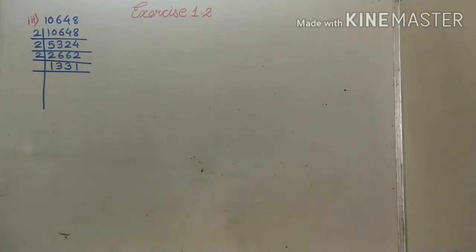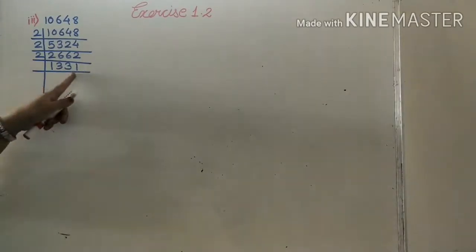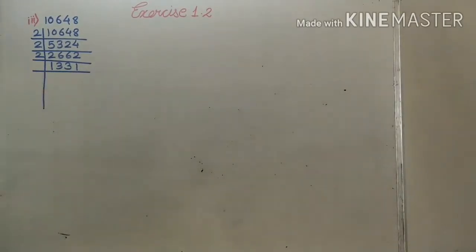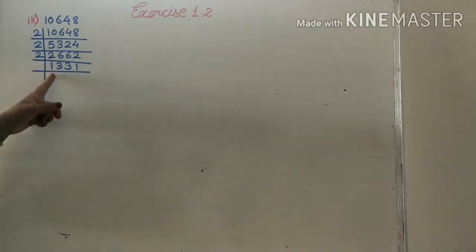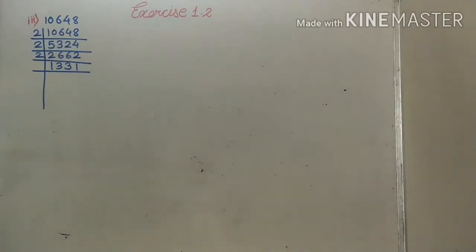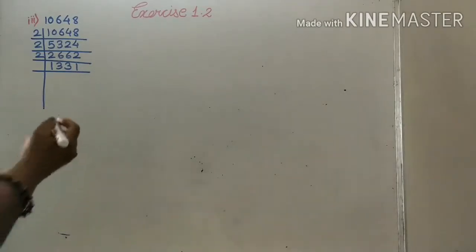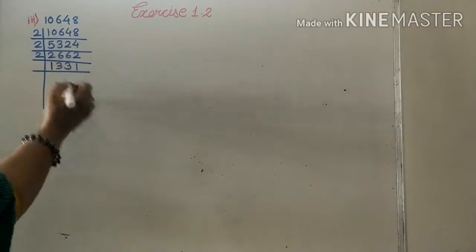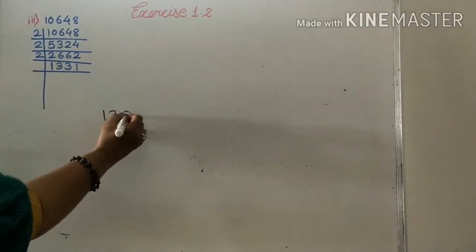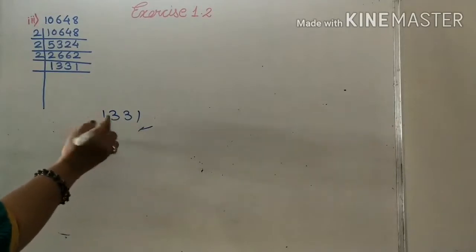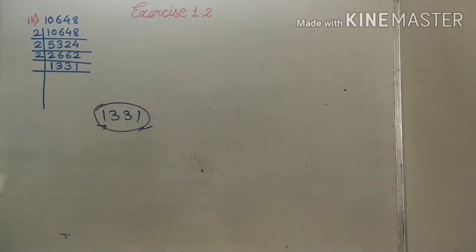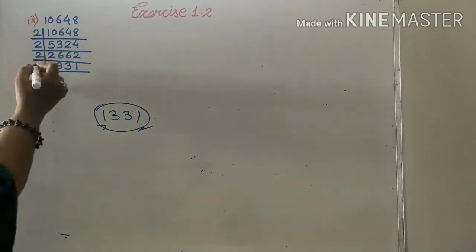Now here you can see that the unit digit is an odd number, which means it is not divisible by 2. But what is this? This type of number is called a palindrome number. We know the divisibility rule for 11. If a number reads the same from both sides, from left to right or right to left, then these numbers are called palindrome numbers. So it is divisible by 11.